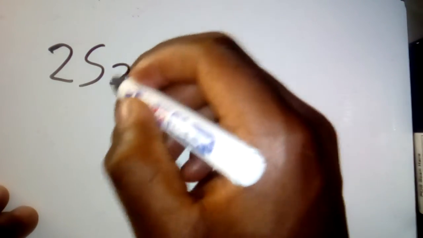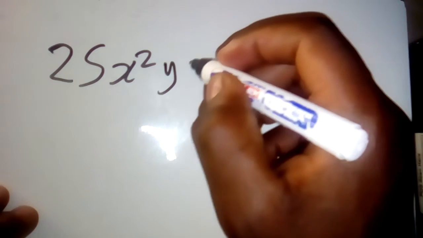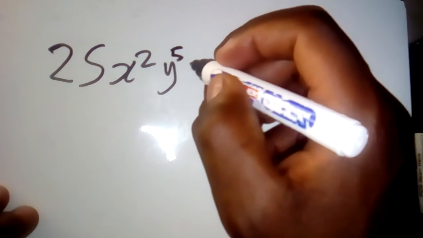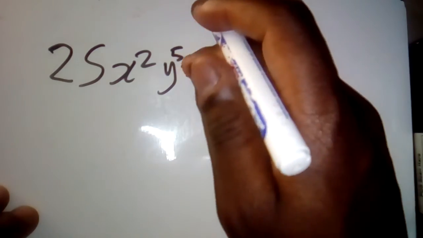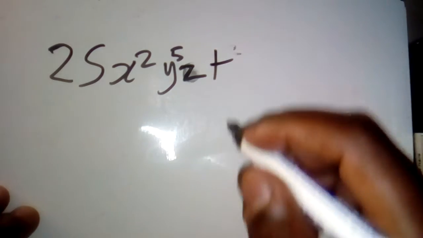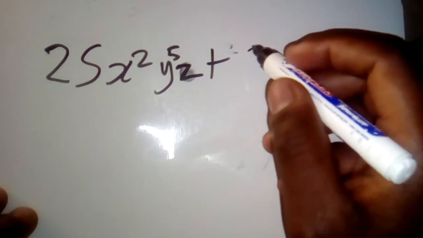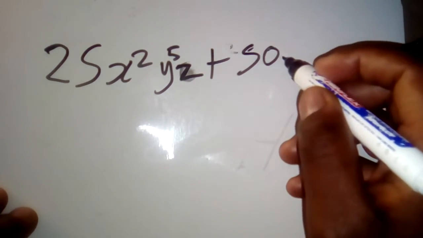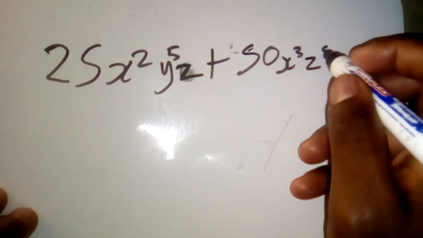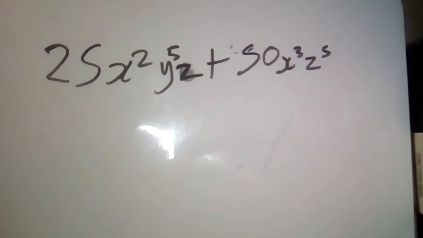Let's say we have 25x cubed y to the power of 5 z, plus, let's say, 50x cubed z to the power of 5. Alright, so let's factorize this.